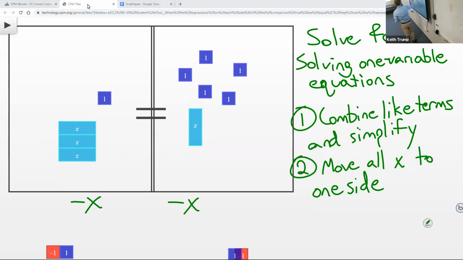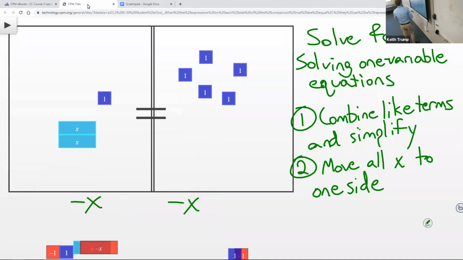Okay? So that x is gone over here. But that also adds a negative x over here, because whatever I do to one side, I have to do to the other. If I subtract x from this side, it's gone. Then I also have to add a negative x to this side. When I add a negative x to this side, it cancels out with one of these. And you're left with 2x on that side.